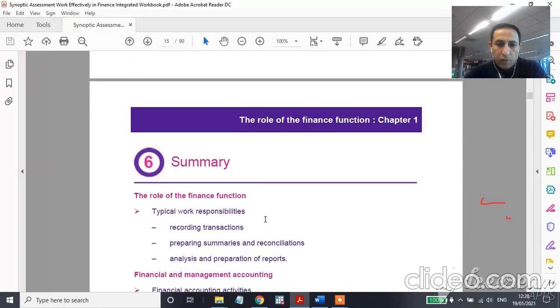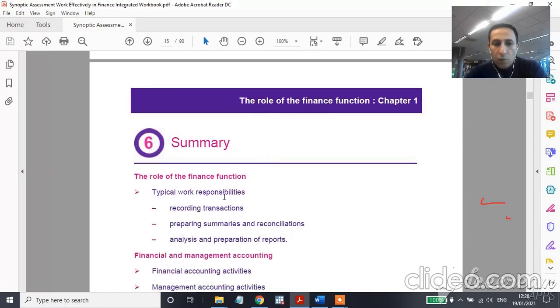The summary of the chapter, obviously. You have to be aware of typical work responsibility and accountability. For example, recording transactions. When you receive the invoices, you have to record them in the appropriate ledger, whether it is a sale or purchase, receivable or payable, or petty cash. So you have to record a transaction in the appropriate ledger.